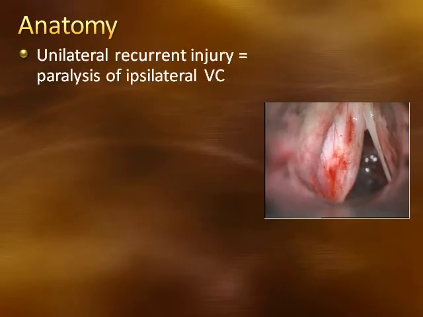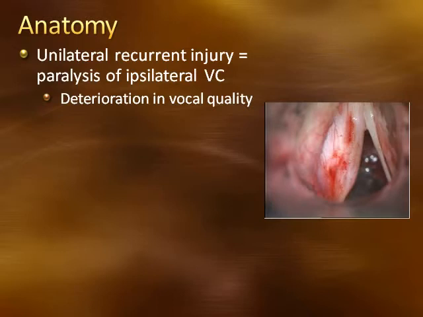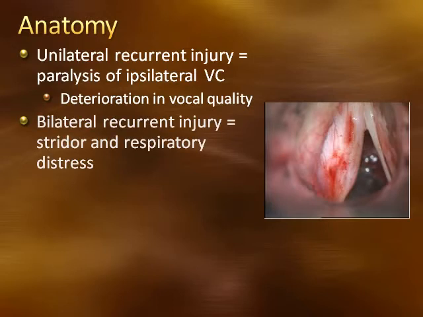Unilateral paralysis of a recurrent laryngeal nerve results in paralysis of the ipsilateral vocal cord, causing a deterioration in vocal quality. Assuming the superior laryngeal nerve is intact, acute bilateral recurrent laryngeal nerve palsy can result in stridor and respiratory distress because of the remaining unopposed tension of the cricothyroid muscles. Airway problems are less frequent in chronic bilateral recurrent laryngeal nerve loss because of the development of various compensatory mechanisms.